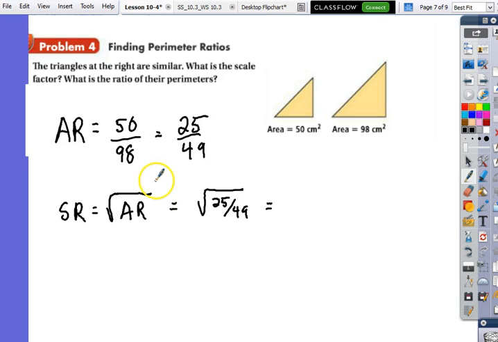To take the square root of a fraction, you just square root the top, square root the bottom, and simplify if you need to. All of these are going to come out to be even, so you won't have to worry about any crazy simplification. So now that I know the similarity ratio is 5 to 7, the perimeter ratio is also equal to 5 to 7. Perimeter ratio will equal 5/7. So what is the scale factor? 5/7. What is the ratio of the perimeters? Same thing. Scale factor and perimeter ratio are going to be equal.